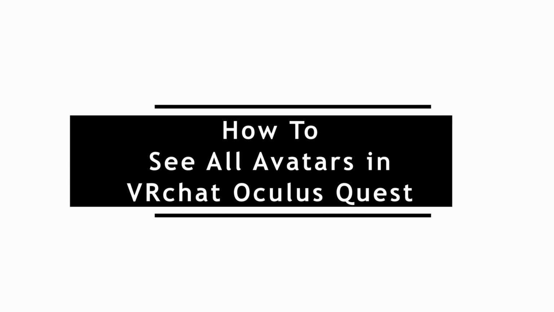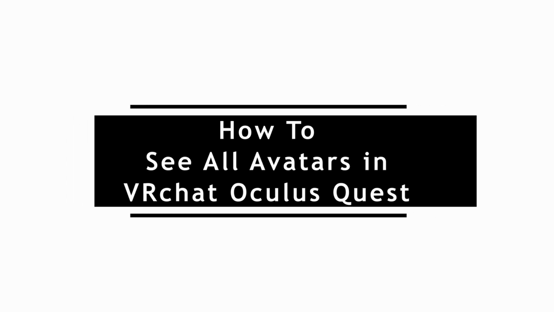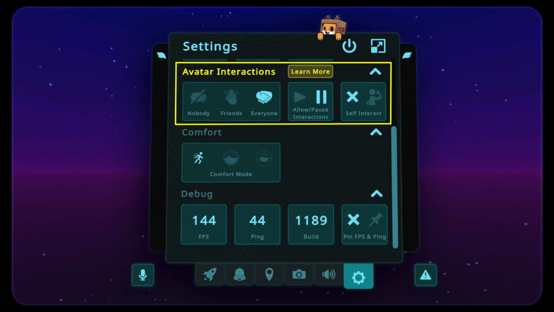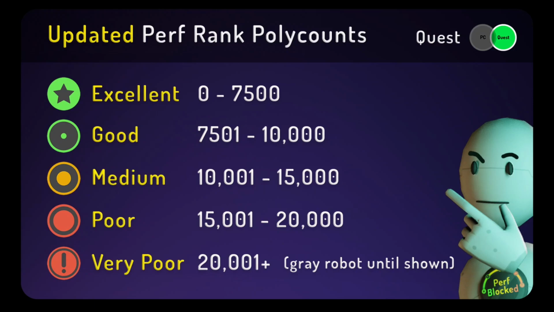How to see all avatars in VRChat Oculus Quest. For this, the simple answer is you will not be able to see all of the avatars in VRChat Oculus Quest. This is because by default, the avatar performance range has been set to medium.